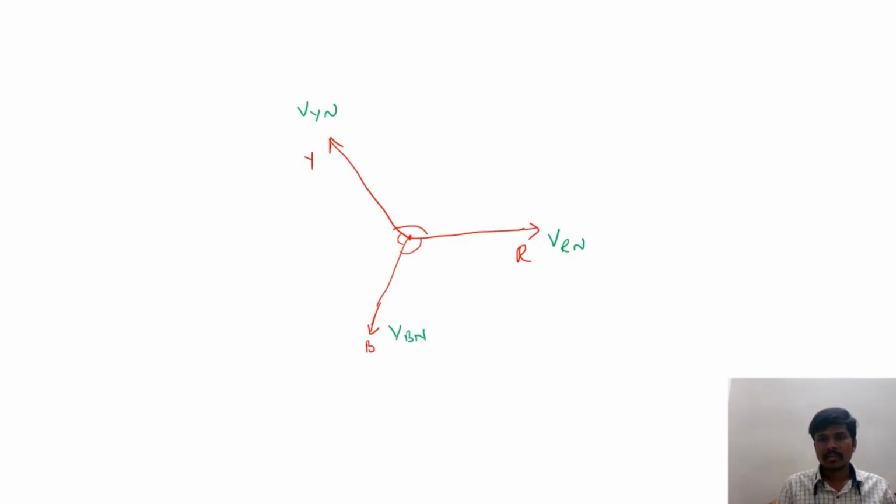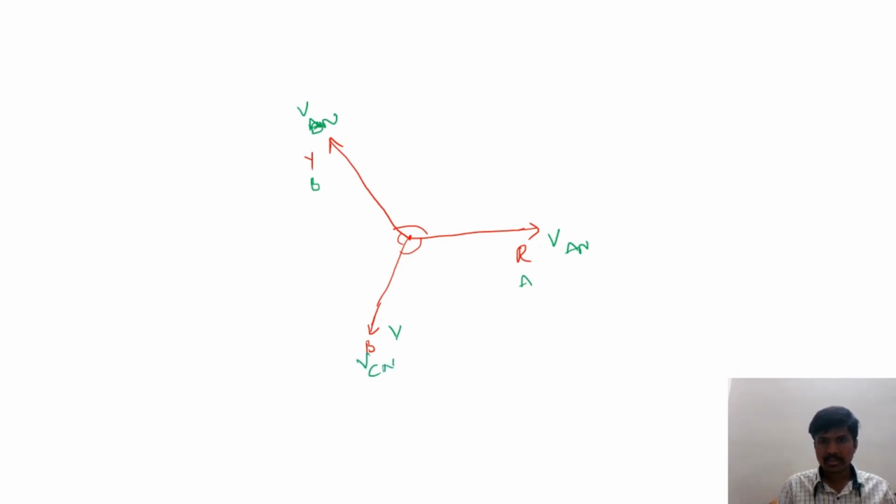So here we have mentioned VAN, right? Instead of R, Y, B you can also consider A, B, C. This one is B here, this one is C here. Means this is VAN, this one is VBN, this one is VCN.